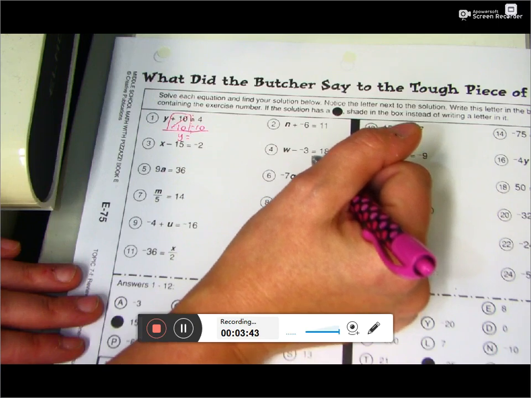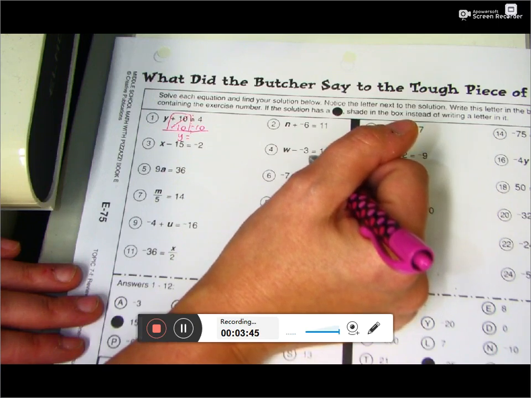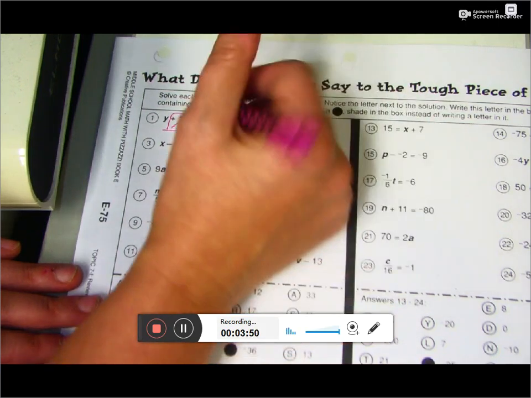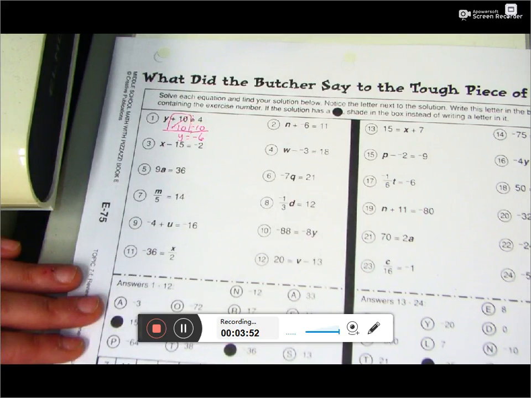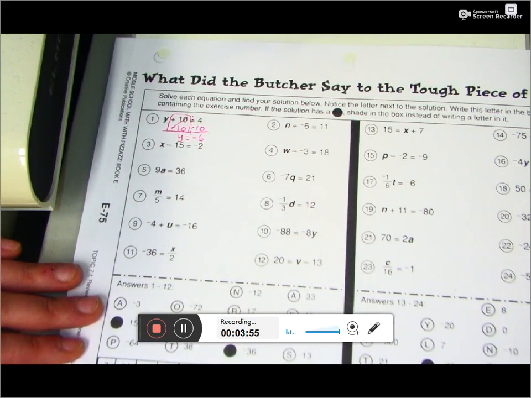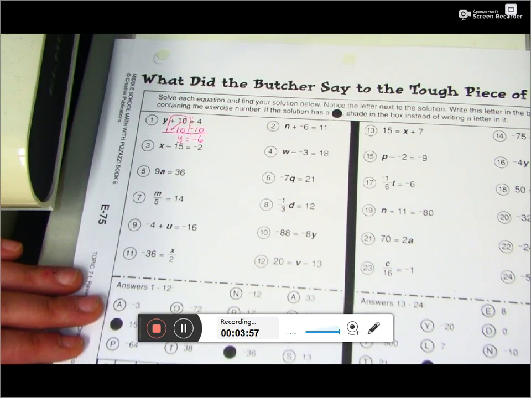Then I look at the right-hand side, and it says 4 minus 10. And this is where integer rules come in handy. 4 minus 10 is negative 6. So in this problem, y equals negative 6.